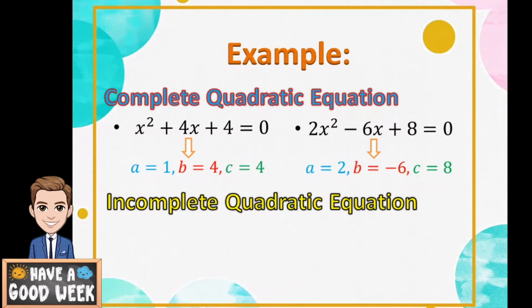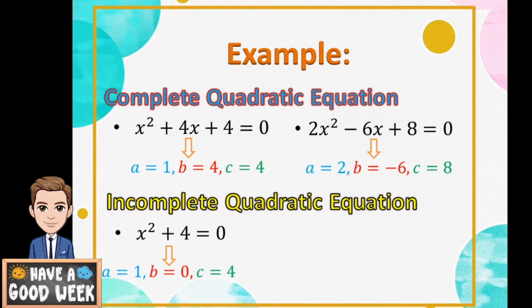So first example is x squared plus 4 equals 0. As you can see, we have the quadratic term and the constant term. So ano yung nawawala dito sa example na to? Yes, very good. C, linear term or yung b. So therefore, that is incomplete quadratic equation. So the values of a, b, and c are the following. Value of a is 1, b is 0, c is 4.